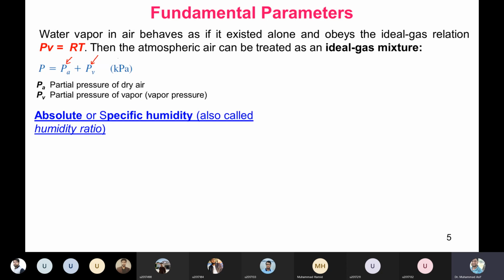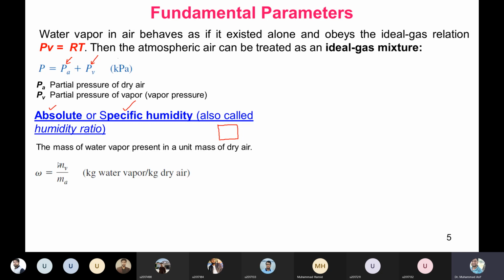And the next fundamental parameter we call absolute or specific humidity. It is also called humidity ratio. It has three different names: absolute humidity, specific humidity, or humidity ratio. But most of the books use the specific humidity, right? And specific humidity, as you know, is basically the mass of water vapors present in unit mass of the dry air. This is basically the ratio. Let's say for a certain area, let's say in our room, whatever is the mass of the water vapors present in the mass of the dry air, that will give you the specific humidity.